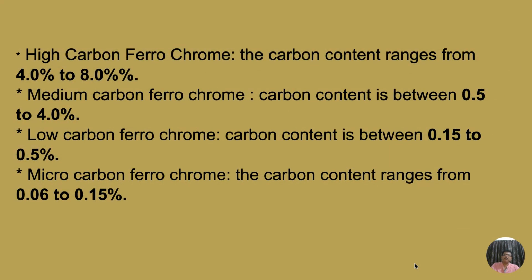High carbon ferrochrome, the carbon content ranges from 4% to 8%. Medium carbon ferrochrome, carbon content is between 0.5 to 4%. Low carbon ferrochrome, carbon content is between 0.15 to 0.5%. Microcarbon ferrochrome, the carbon content ranges from 0.06 to 0.15%.